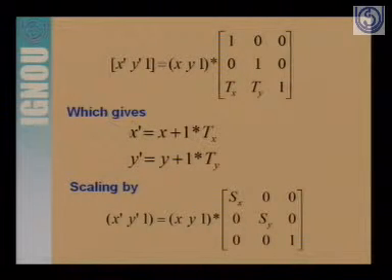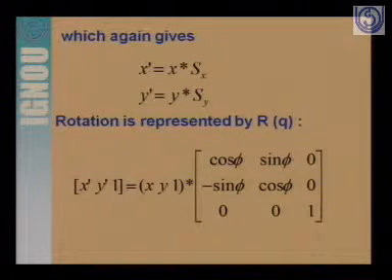Now, when you talk about scaling, we can also define it as [x' y' 1] = [x y 1] multiplied by the matrix [sx 0 0; 0 sy 0; 0 0 1]. Here you see that in the upper triangle all elements are 0 and in the lower triangle all elements are also 0. So in this case, x' is equal to x sx, y' is equal to y sy.